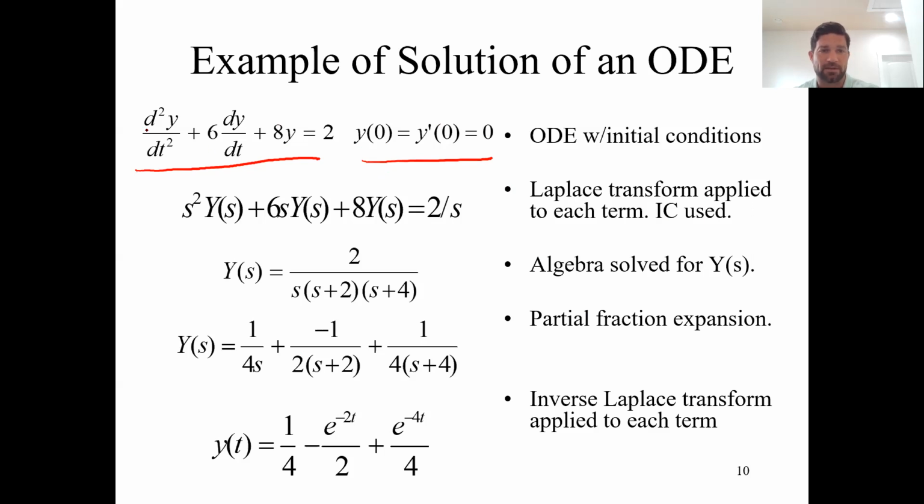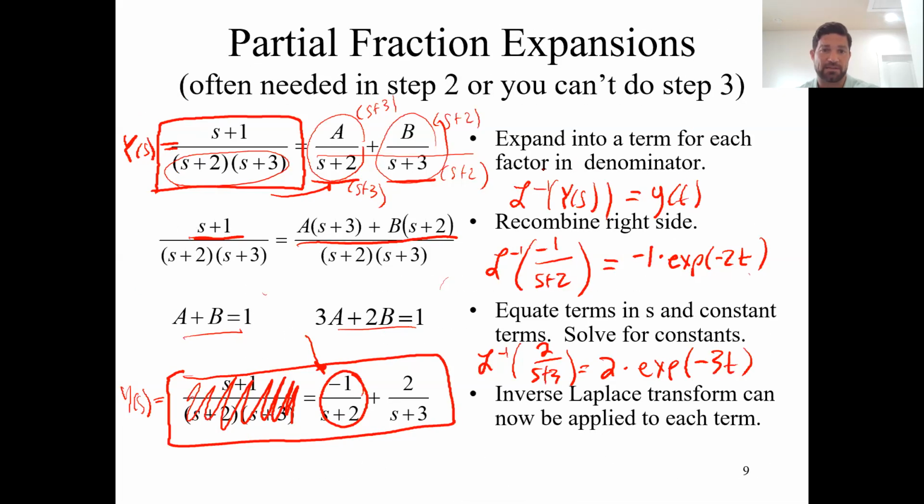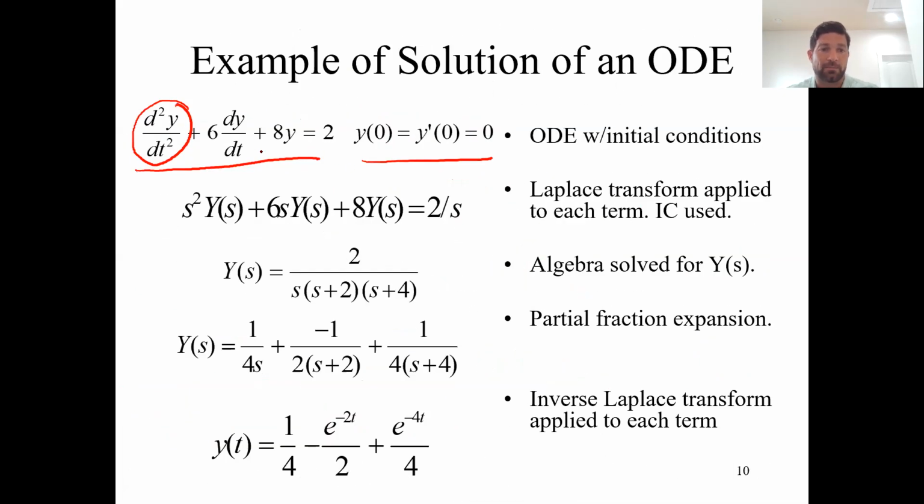And that's helpful because, again, if we take the Laplace of this term, go back to the table, the Laplace of the second order is s squared times F(s), minus s times the initial condition, and this term was 0, and then minus the derivative evaluated at t equals 0, which is also 0. So that's just going to give us s squared times F(s), which is this first term.